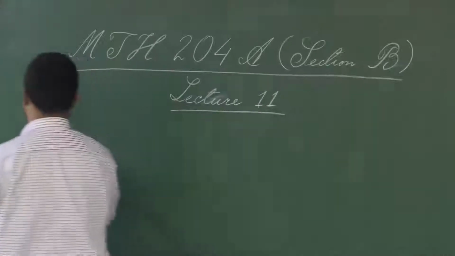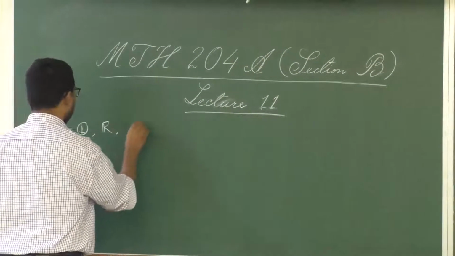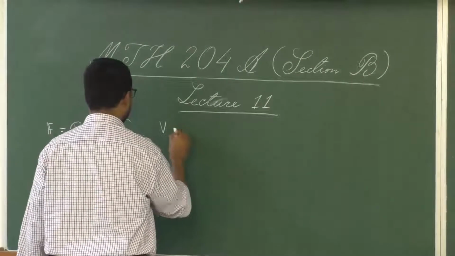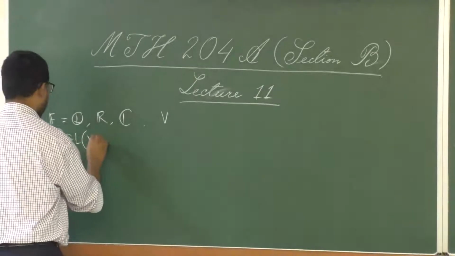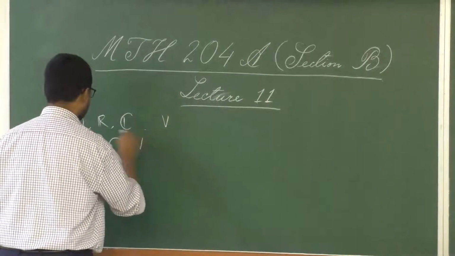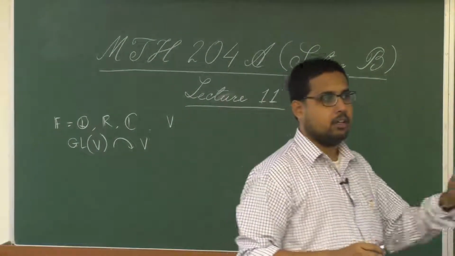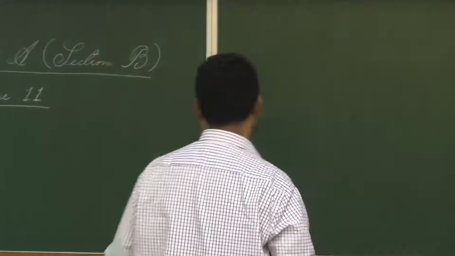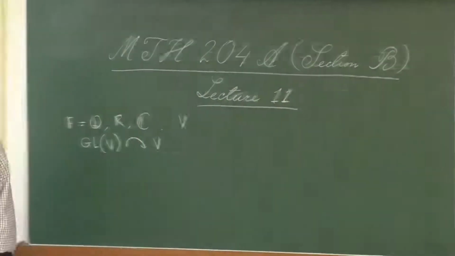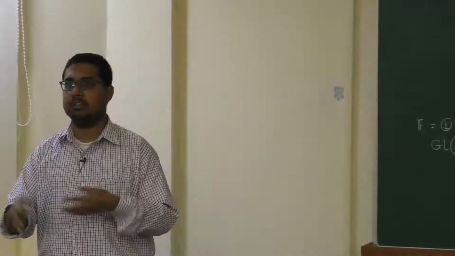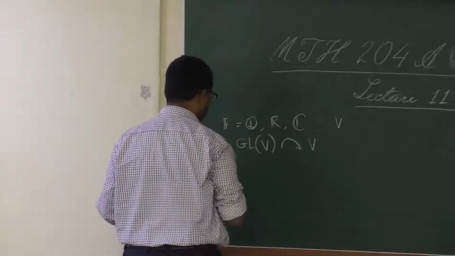So let F be, as usual, Q, R or C, and V be a vector space over F. Then the general linear group of V acts on V. So in the last lecture we discussed the orbits and stabilizers under the action of the general linear group and its important subgroups. So now we are going to consider the following special case.